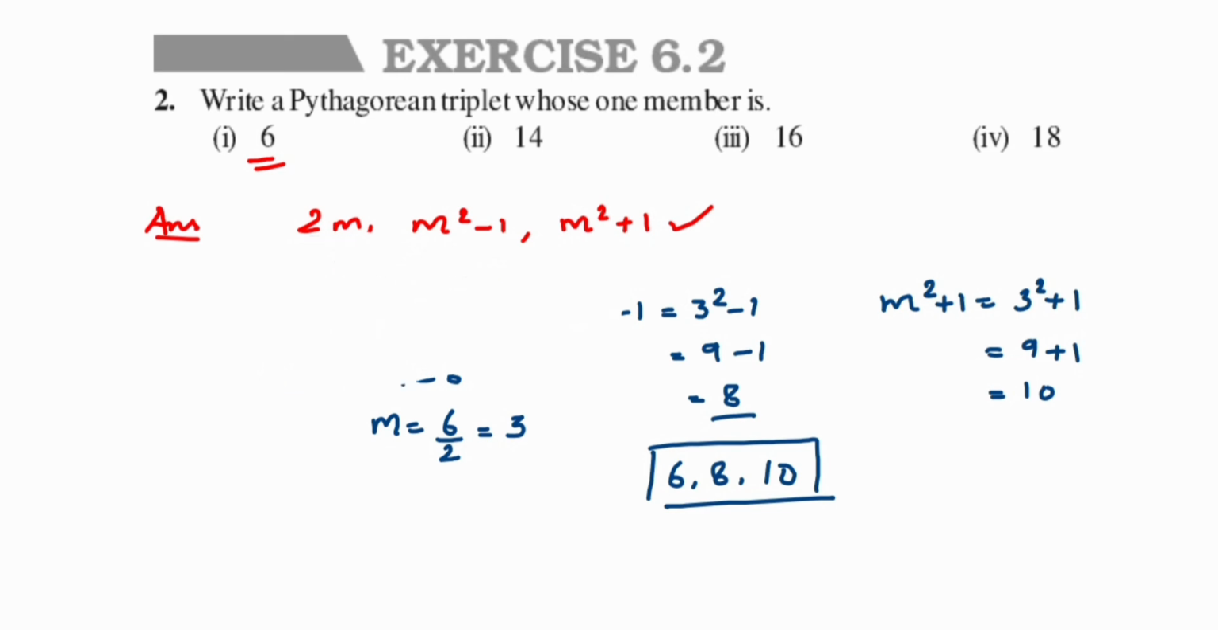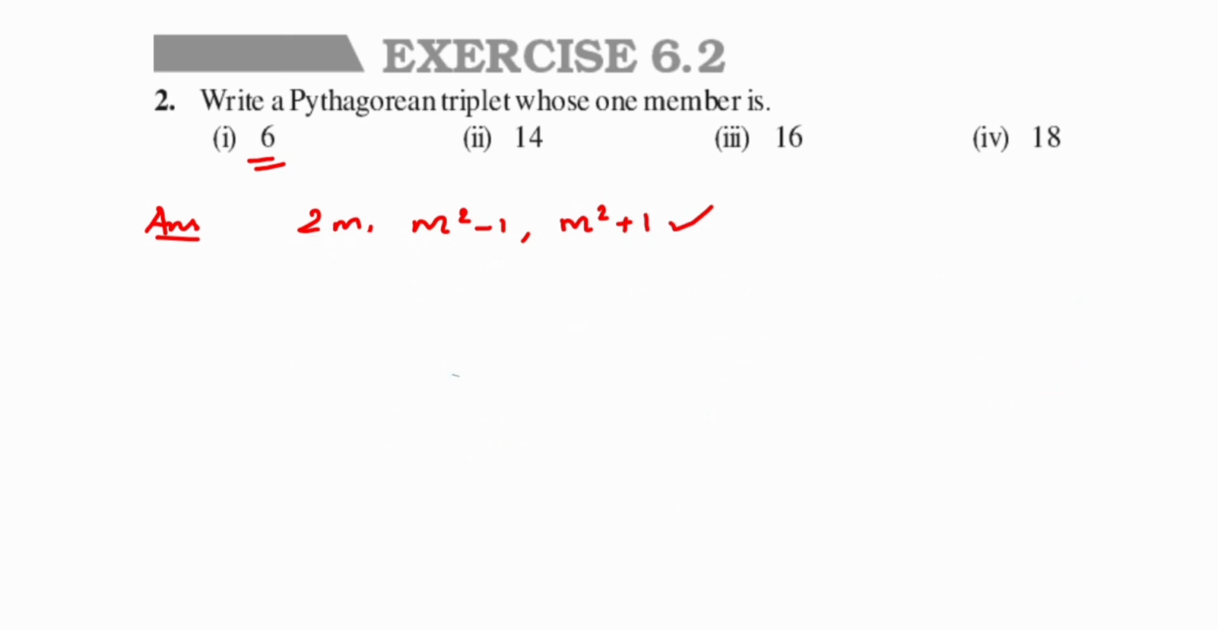Now the second one is also an even number, so I better take 2m is equal to 14. Again, try with the other forms, m square minus 1 and m square plus 1. If you are getting a positive integer, in that case you get a completely different set of triplets. So I'm taking 2m is equal to 14. In that case m is equal to 14 upon 2. Cancel it, you will get 7. So we got m is equal to 7. Let's find out the other two numbers.